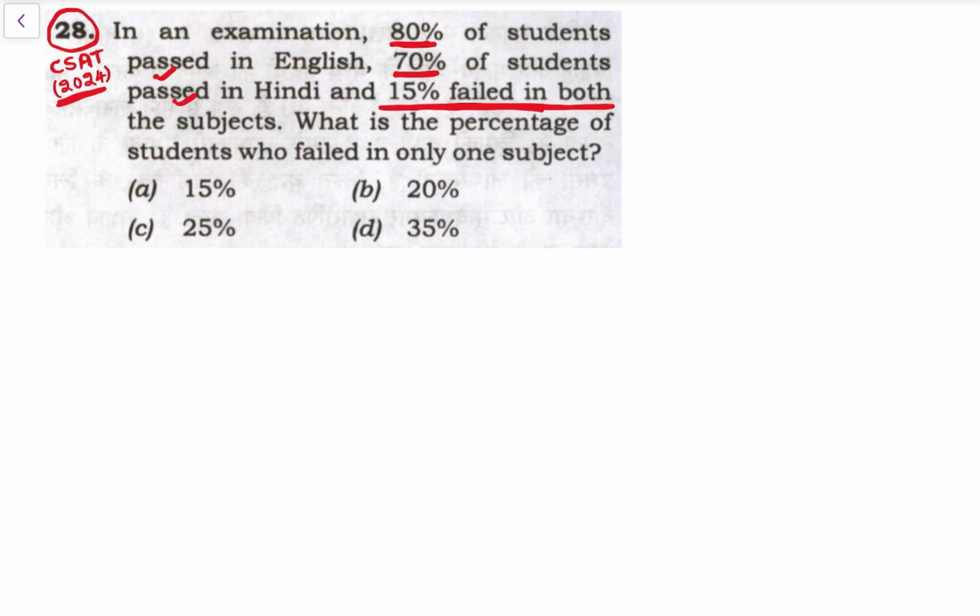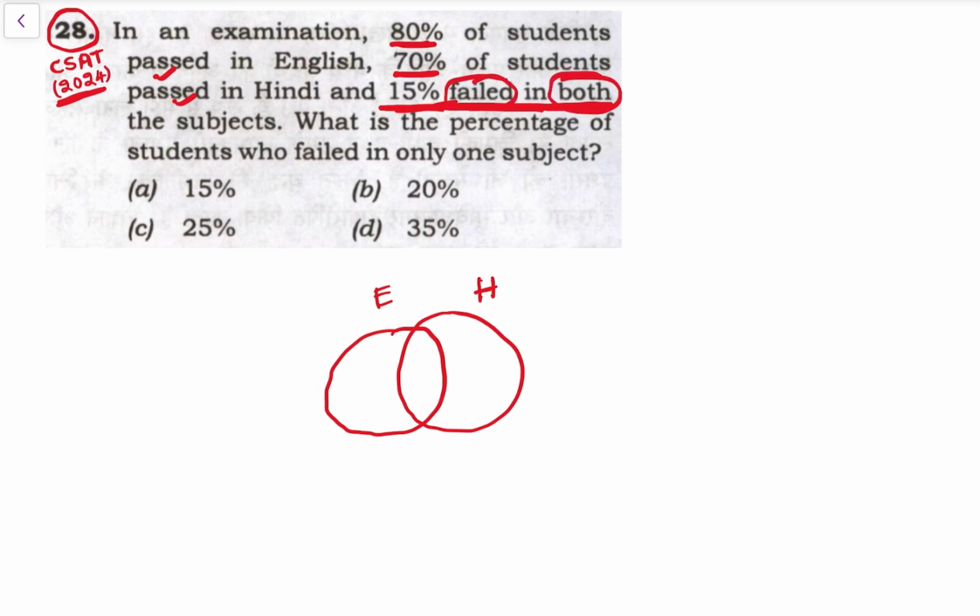So one thing we need to keep in mind is, in Venn diagram based questions, first we need to focus on both the things. So this is two attributes based. This represents English and this represents Hindi. Now see, the 15% failed. Since both is given as failed, we need to focus on the failed part. The 80% students passed in English and 70% students passed in Hindi.